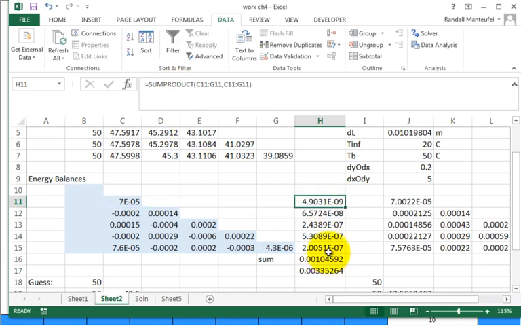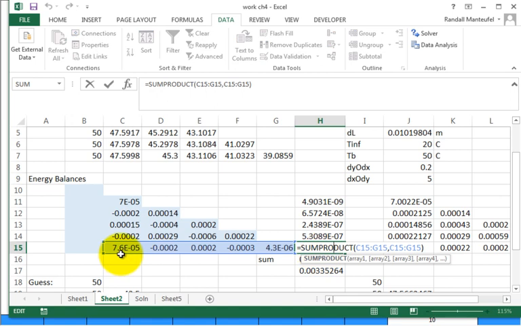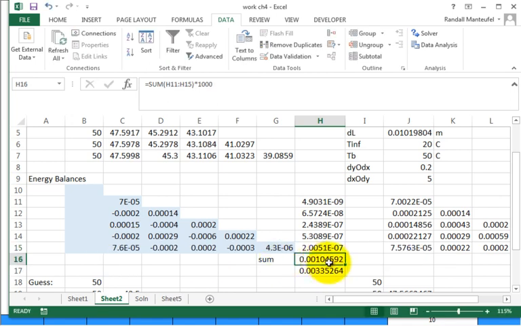Basically, I want this to be 0, this to be 0. So I square each of them and add them up. And then I add them all up. So I have an L2 norm. It's the sum of all of those terms squared. And then if I drive that one to 0 by changing all of the temperatures, basically it forces everything to go to 0. So now I'm ready for Solver.